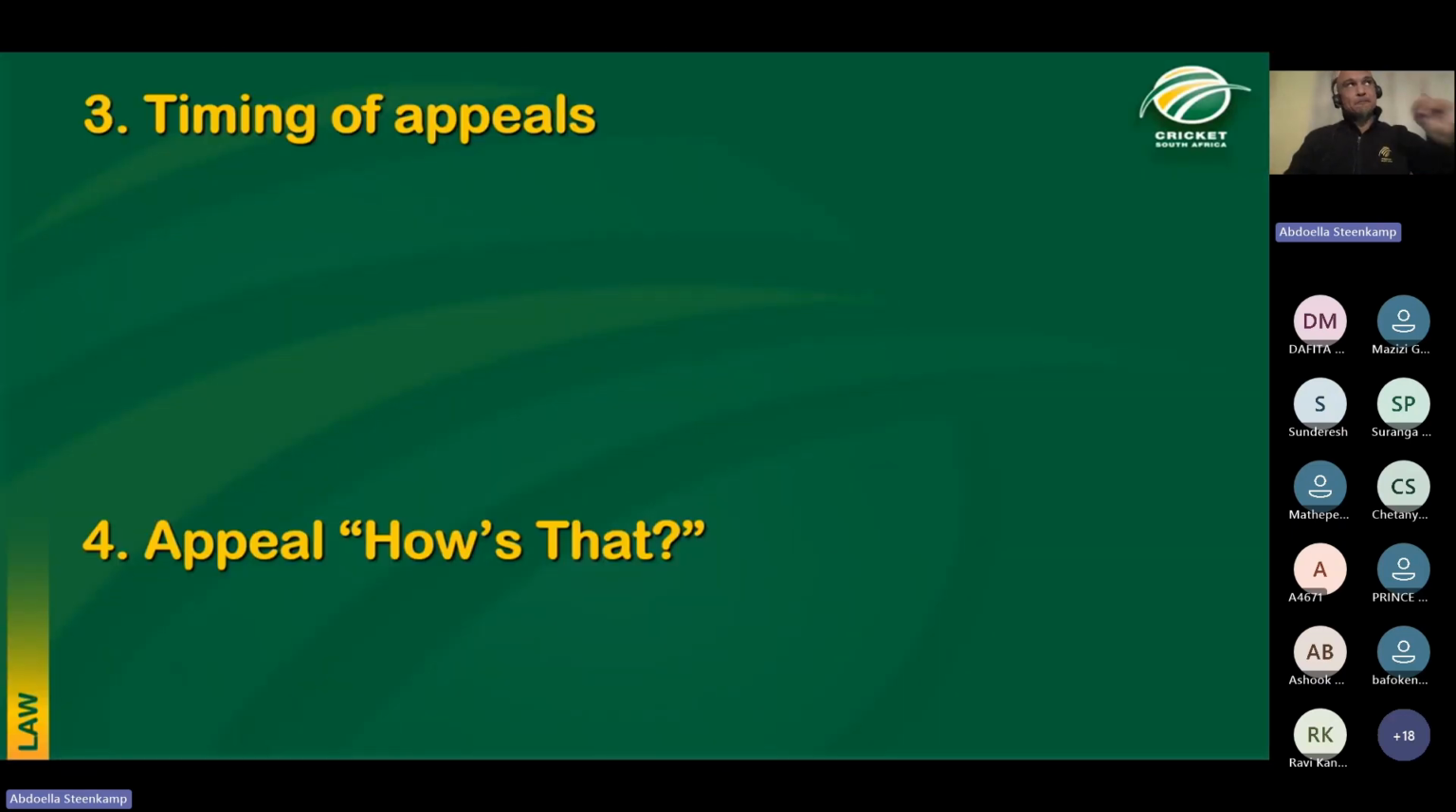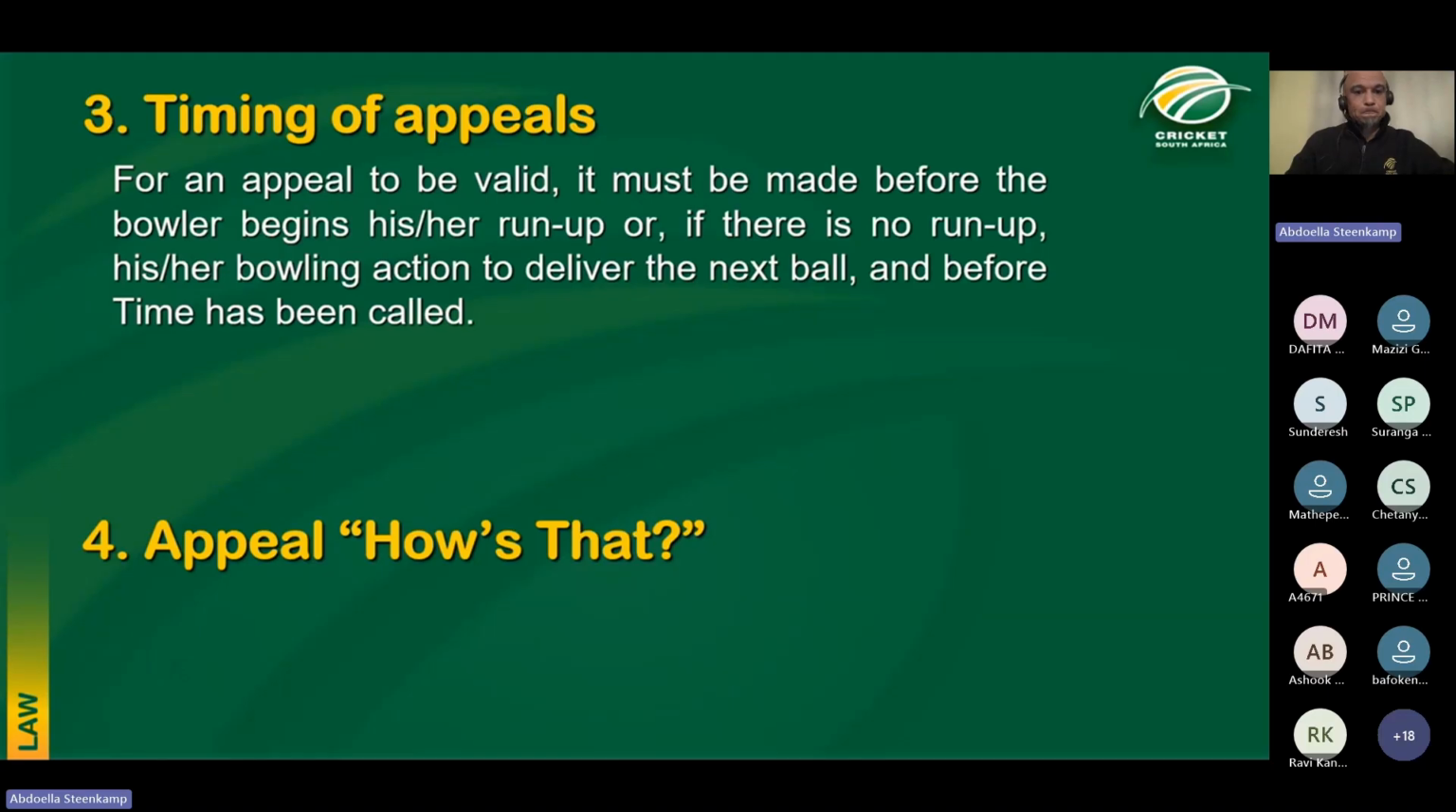When it comes to appeals and the timing of the appeal, for an appeal to be valid, it needs to be made before the bowler begins his or her run-up, or if there's no run-up, the bowling action to deliver the next ball, and before time has been called. So the validity of an appeal must be made before the bowler begins his or her run-up for the next ball. So there's actually quite a long validity period for your appeal.